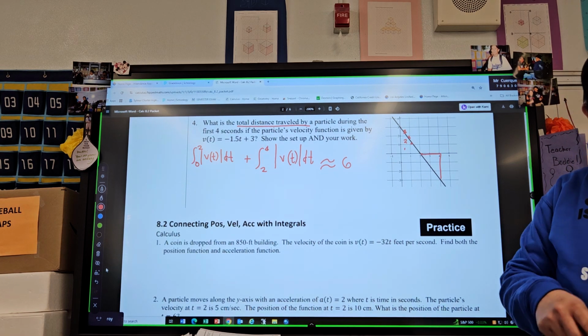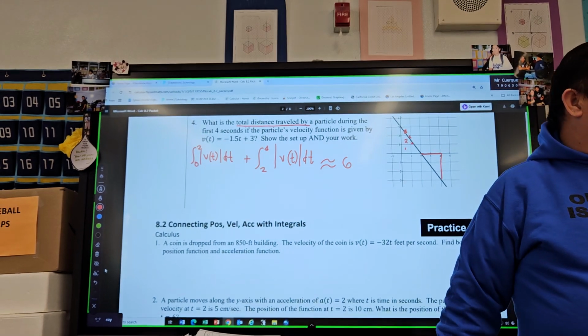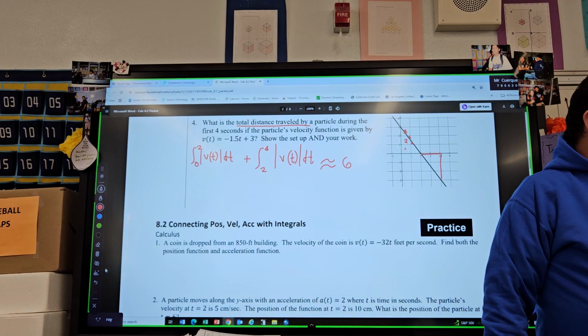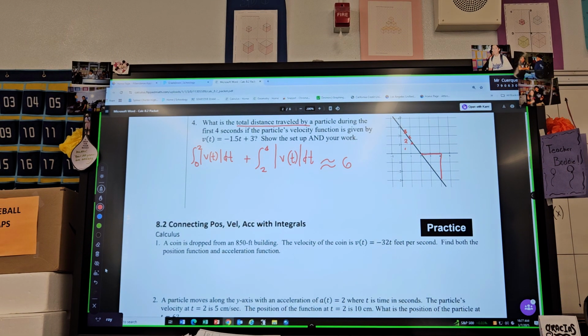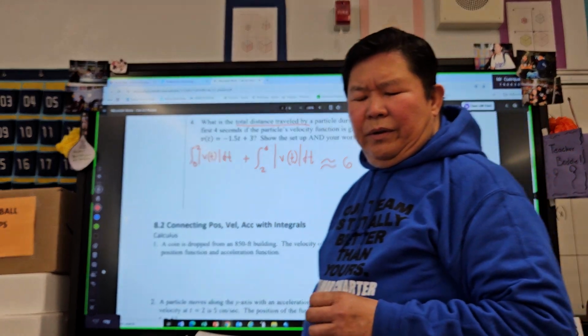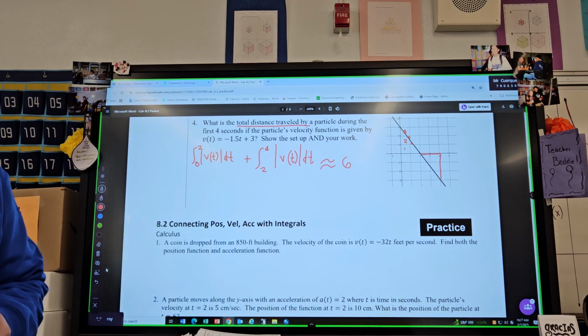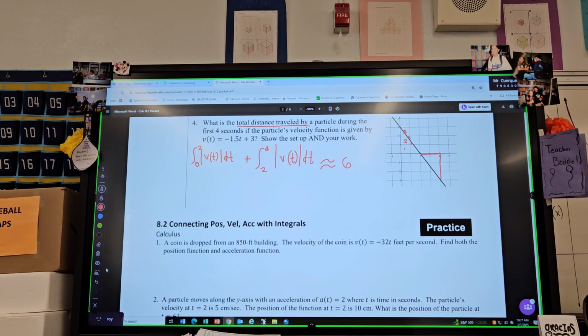Now, can you discuss with your pair for the practice? Are we going to do number 3B? For how long is that game? What does it say? Find the position. The whole distance. For number 3.